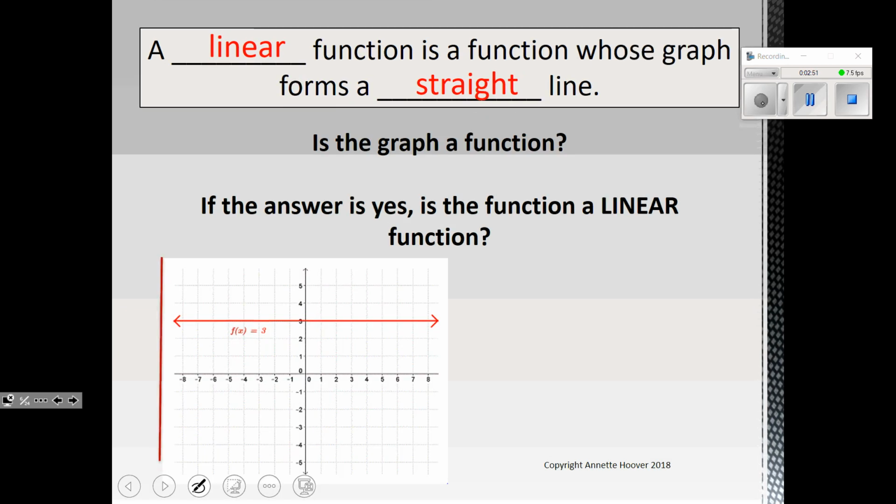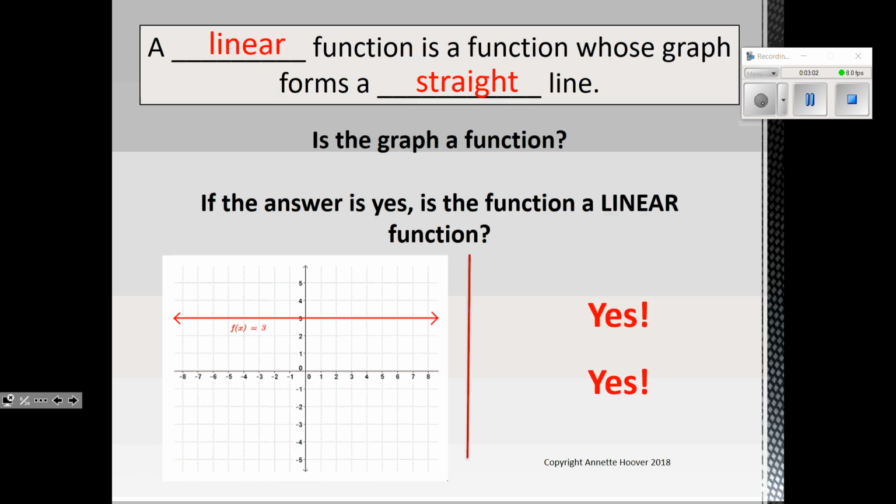Okay, let's pull the line across this for the vertical line test. It never touches that function more than one place at a time. So yes, it is a function, and it is a straight line. So it is a linear function.